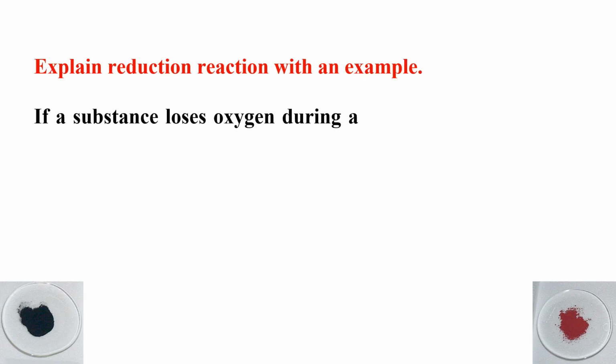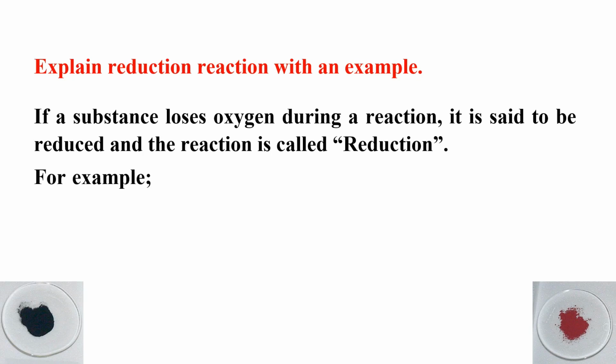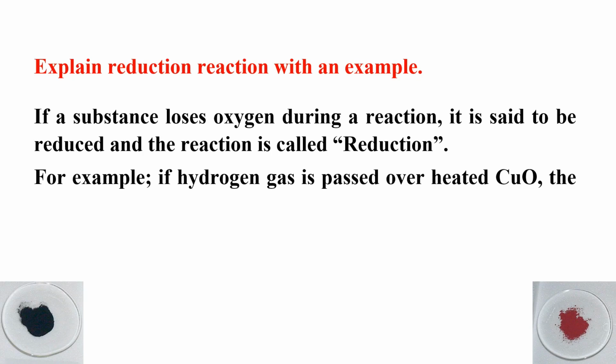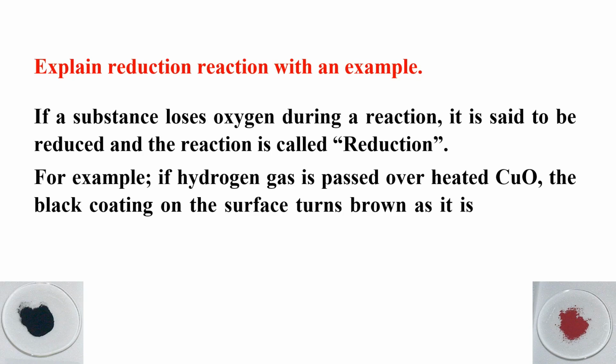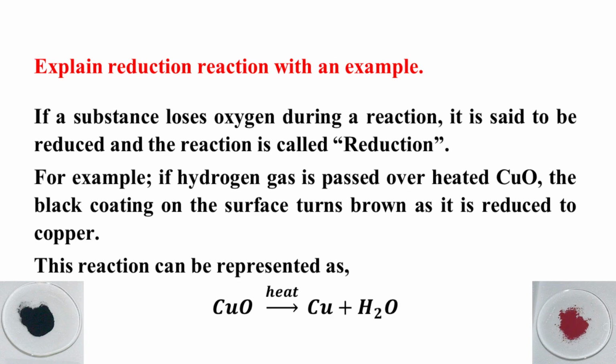Explain reduction reaction with an example. If a substance loses oxygen during a reaction, it is said to be reduced and the reaction is called reduction. For example, if hydrogen gas is passed over heated cupric oxide, the black coating on the surface turns brown as it is reduced to copper. This reaction can be represented as CuO on heating gives rise to Cu plus H2O.